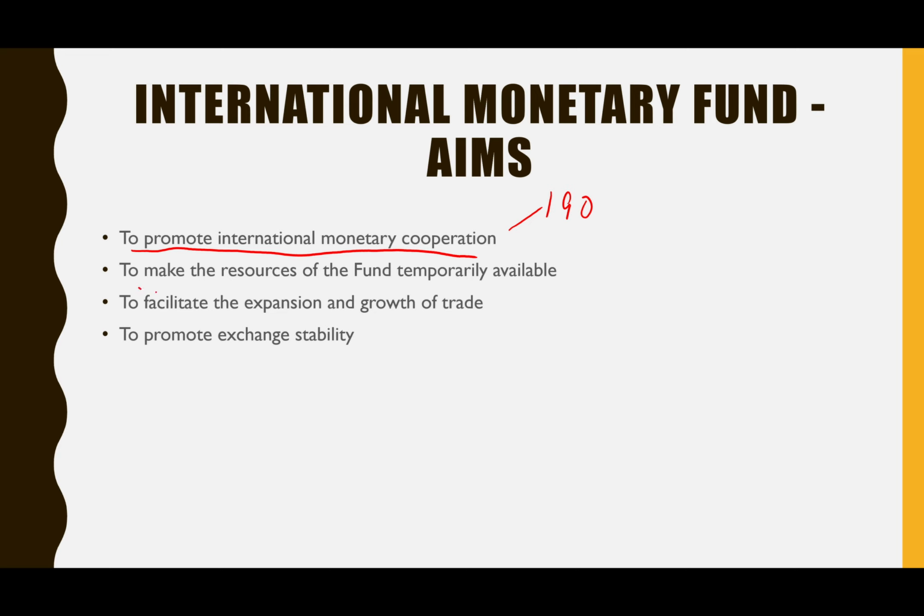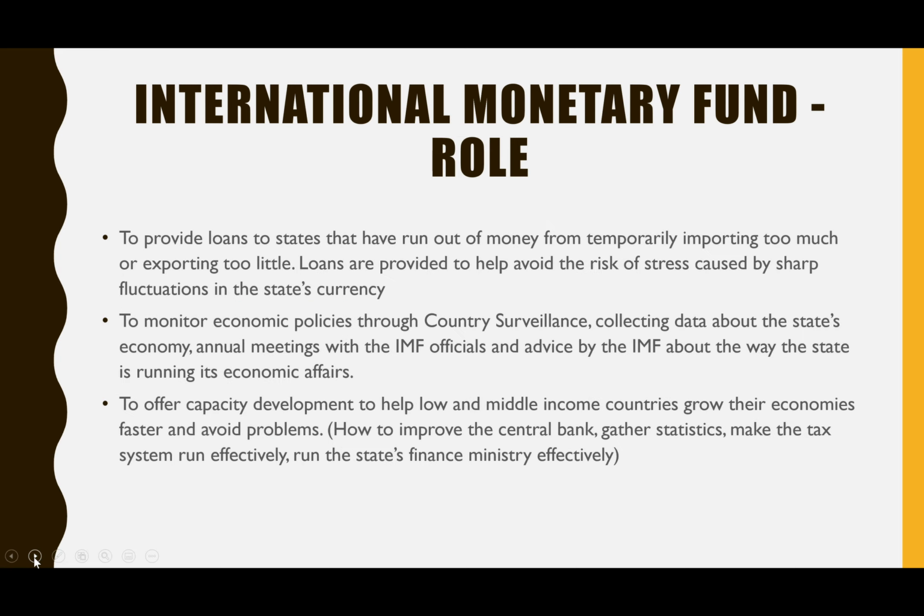Another aim of the IMF is to make resources of the fund temporarily available. So for states that are experiencing balance of payment issues, they will be able to receive resources, primarily that will look like a loan. And they will also promote the expansion and growth of trade and also promote exchange stability. So those are the four main aims. You need to be able to explain those aims.